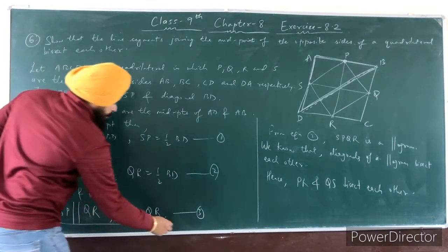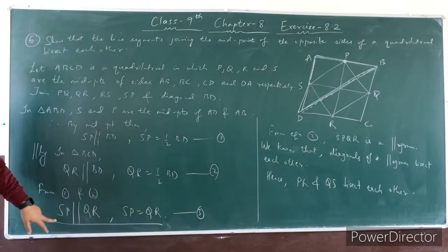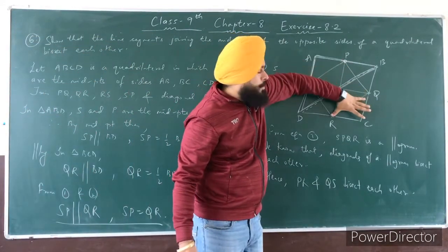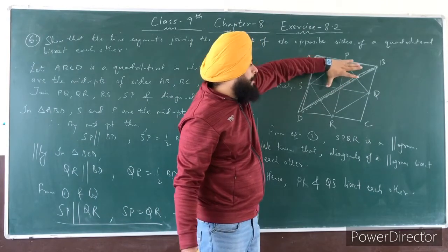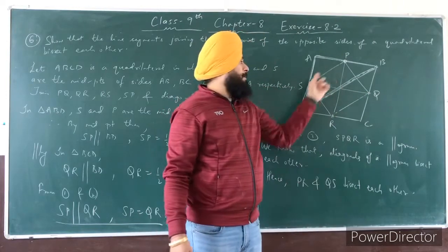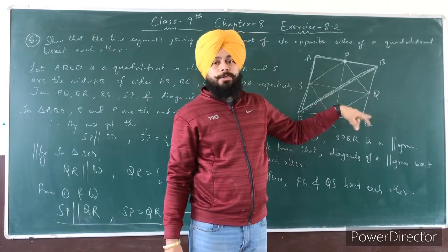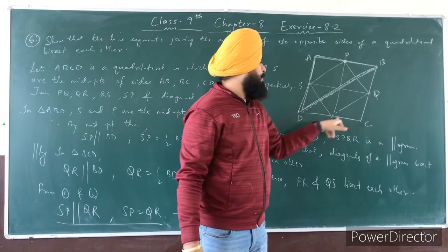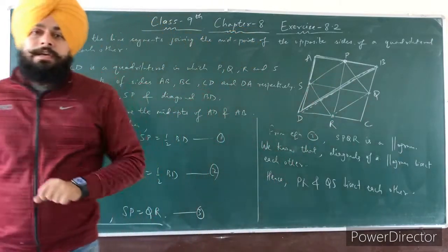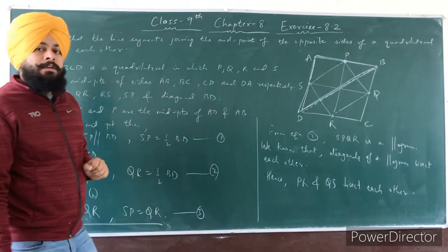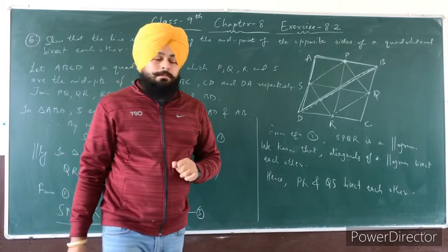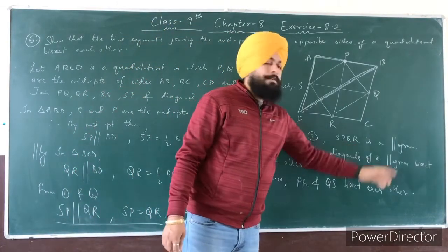Now take this equation number 3. So you can see here from equation number 3, SP is parallel to QR and SP is also equal to QR. So this SPQR, it is a what? It is a parallelogram. Reason is, if one pair of opposite sides in a quadrilateral are equal and parallel, then it is a parallelogram. So that's why SPQR is a parallelogram.